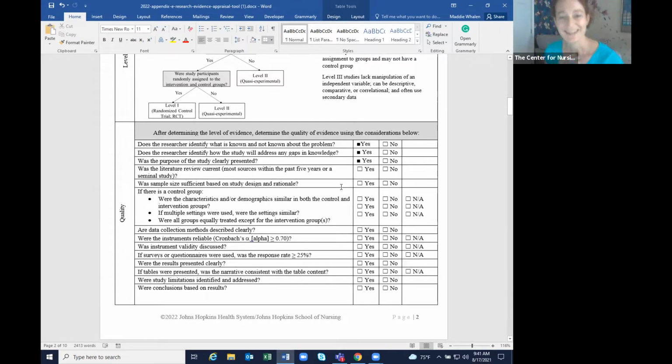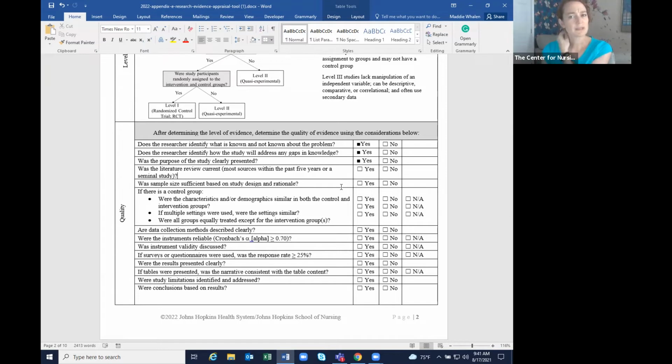All right, so the next question is, was the literature review current, most sources within the past 5 years, or a seminal study? So I want to say no for this. It was written in 2017. And so if we're going 5 years back from the year that it was written, we're looking at about 2012-ish. And most of their studies were about 10 years back. They did have a couple seminal studies in there, but it did range between 10 to 12 years back for most of the articles that they used. Yeah, I noticed that too.